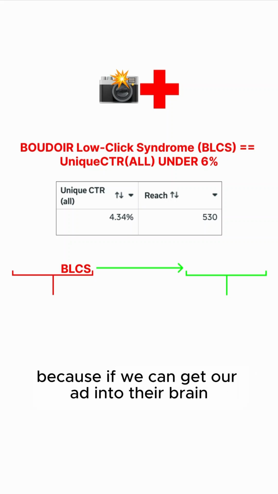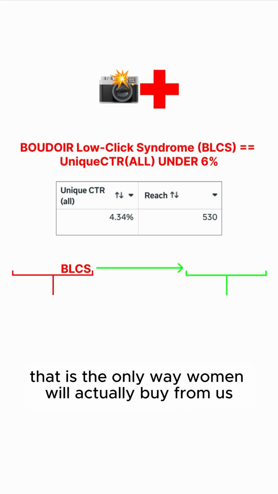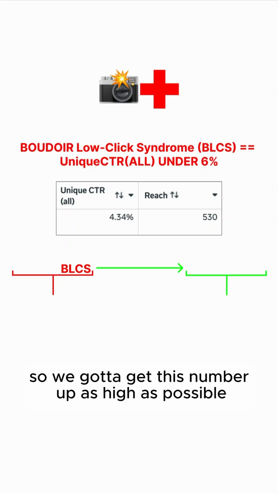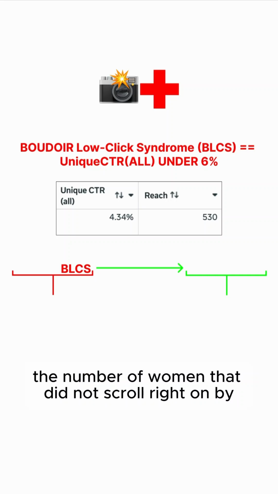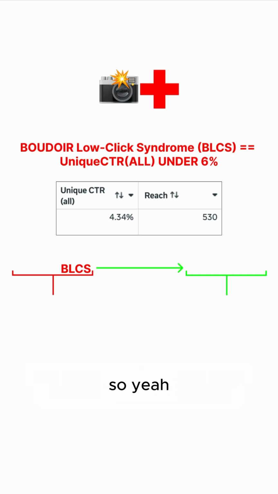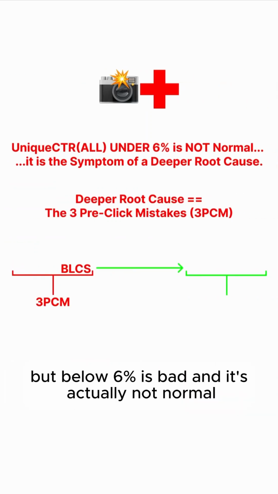And we care about that because if we can get our ad into their brain, that is the only way women will actually buy from us. So we got to get this number up as high as possible. This number is also basically the number of women that did not scroll right on by. So yeah, we want to get this as high as possible. But below 6% is bad.